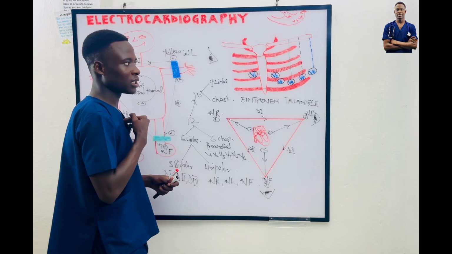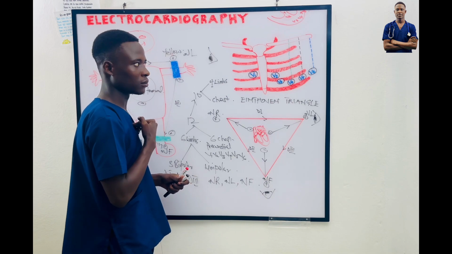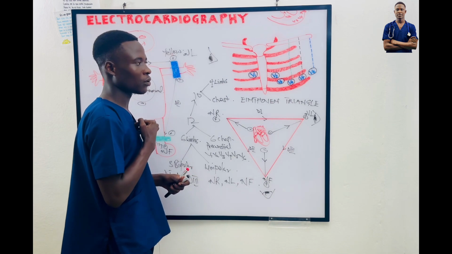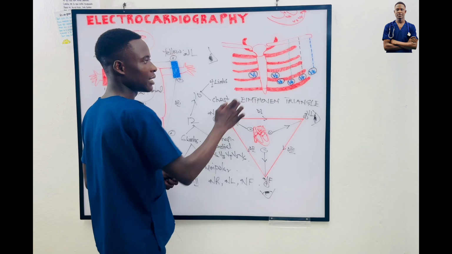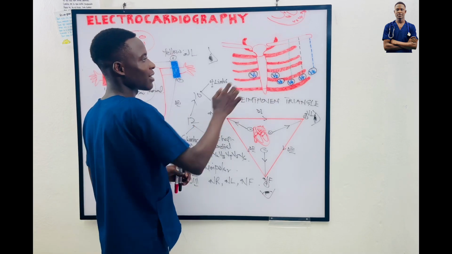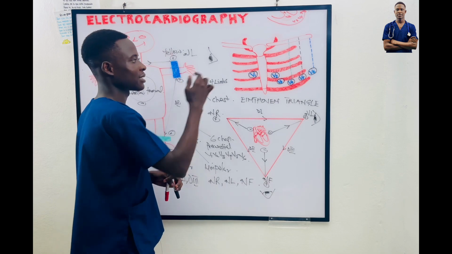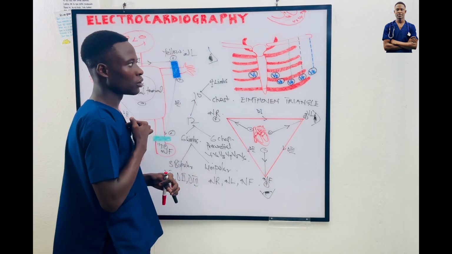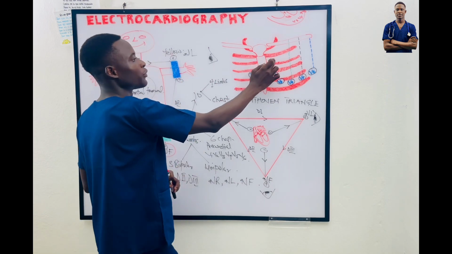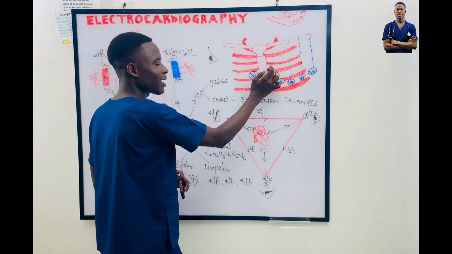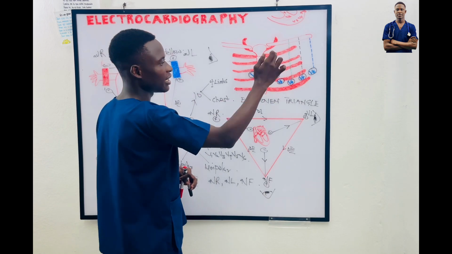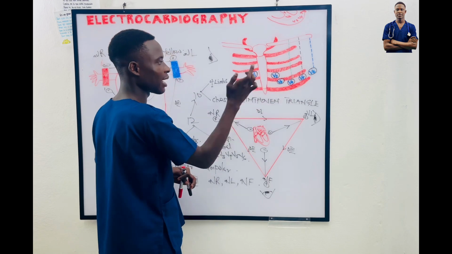So that angle is where we find what? The second rib. So beneath the second rib, that's where we get our second intercostal space. Then we come to the next one, which is our third intercostal space, and the next one will be our fourth intercostal space.